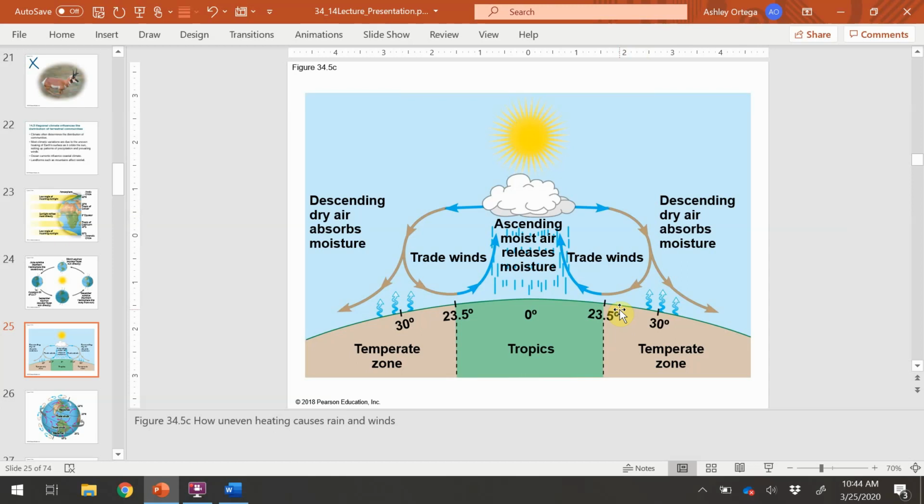And so that's what I want you to remember about what ascending moist air does. Ascending air will cause rainfall. Descending air will try to absorb moisture and creates dry environments.